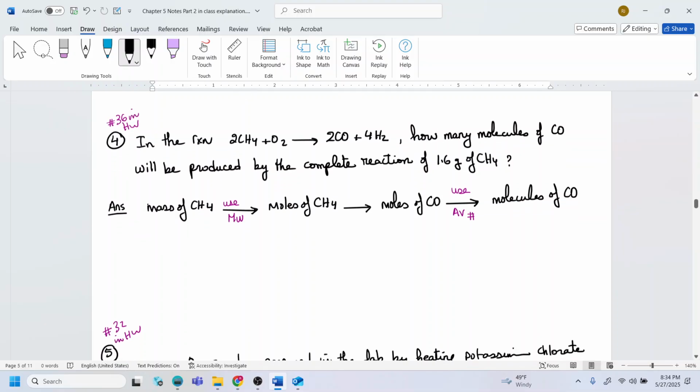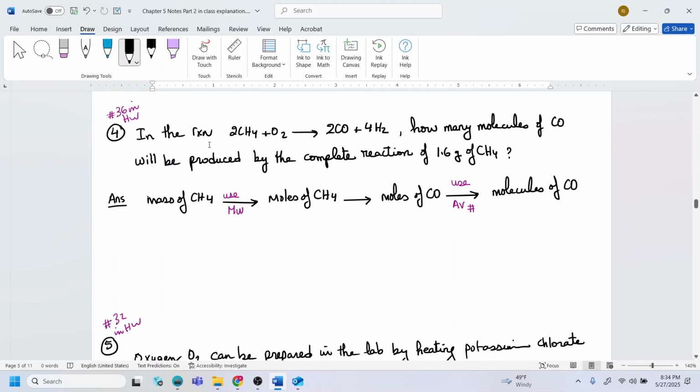Okay, number 4. In the reaction, methane and oxygen produces carbon monoxide and hydrogen. How many molecules? So now we are going with molecules. We are asking about molecules. We cannot pass by the molecules unless we find the moles, because we go normally from the mass to the moles to the atoms or molecules, right?